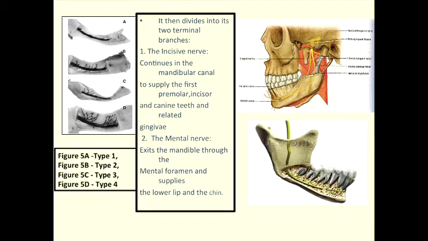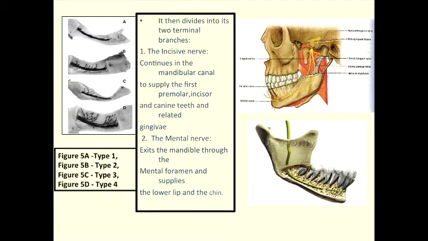It can be type 1 with one unit, type 2 with two units, or three or more, even more than four branches from that. It comes in any shape it wants. It's not like what the textbook talks about. That has an implication when you put in your implants. You can see it divides into two terminal branches.